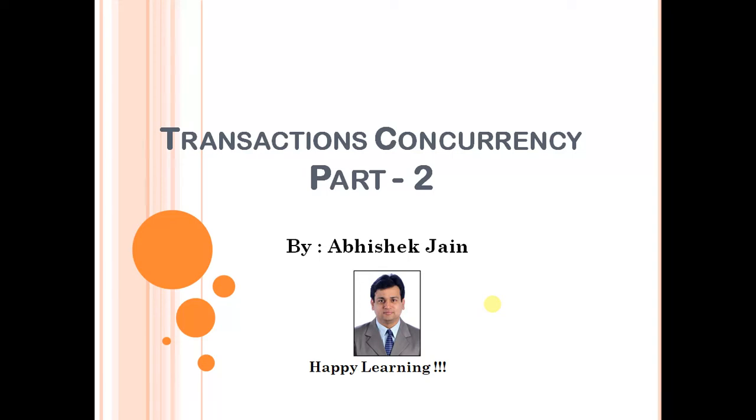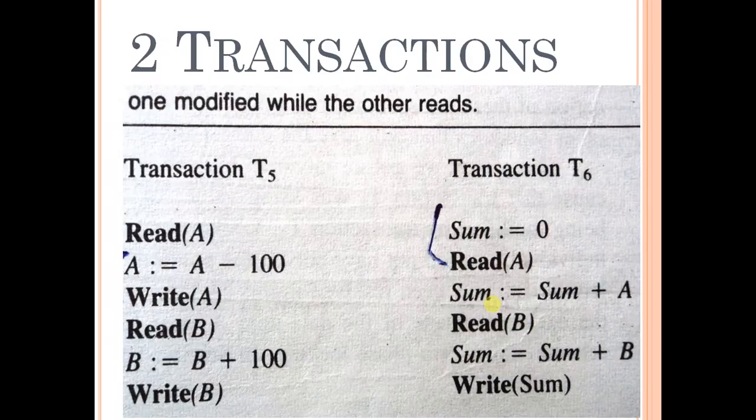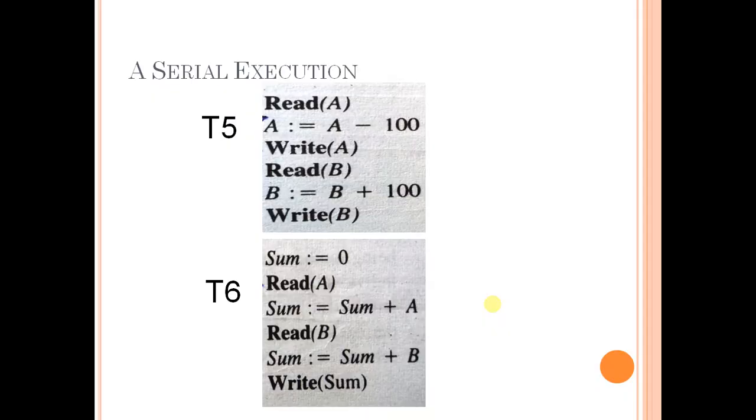Transaction concurrency. Hello everyone, welcome to the second part of concurrency. In the first part we have seen that the transactions can run in serial order and there will be no error in this case. However, if we run the transactions only in serial order, then other transactions will have to wait for a long time and system throughput will be very less.